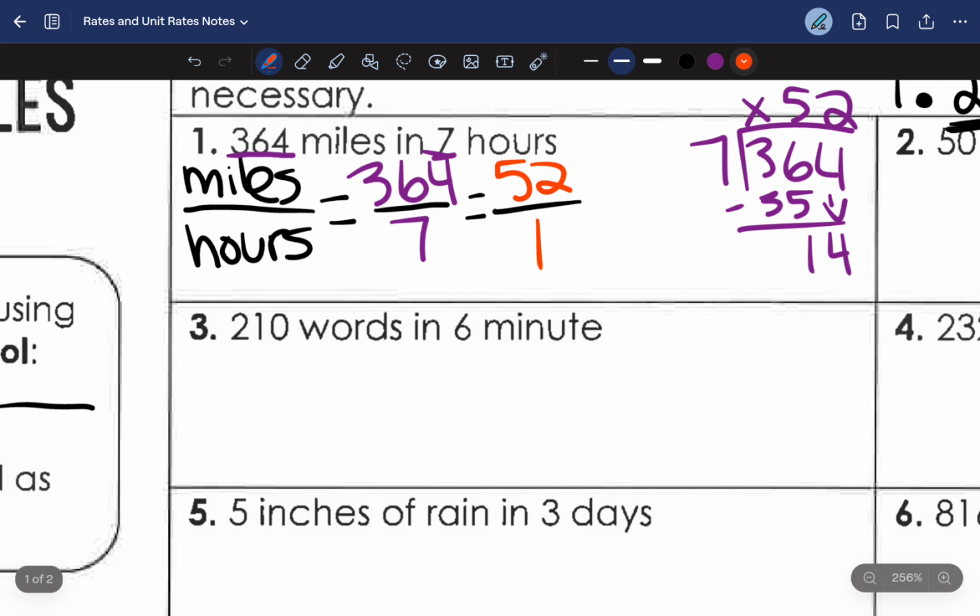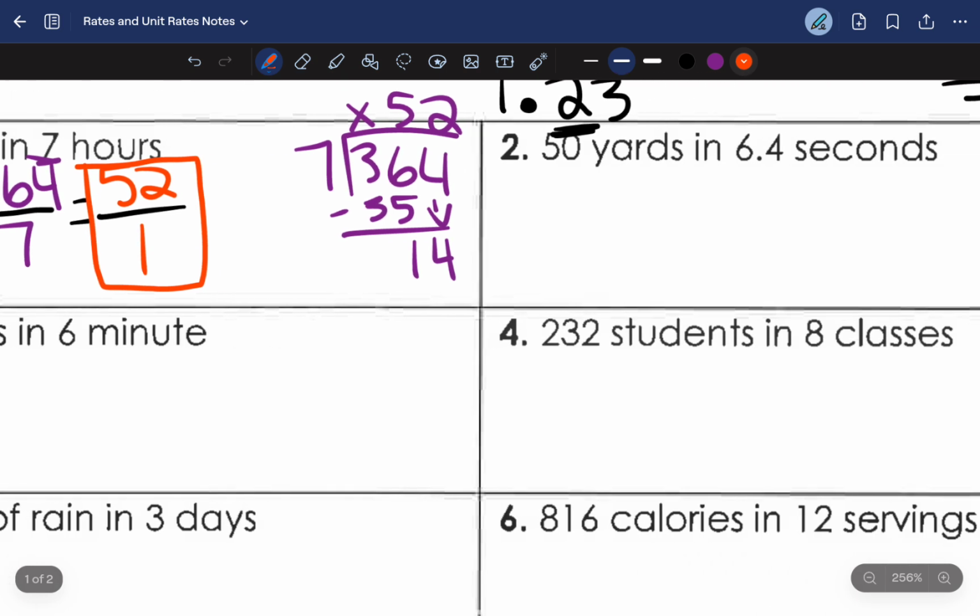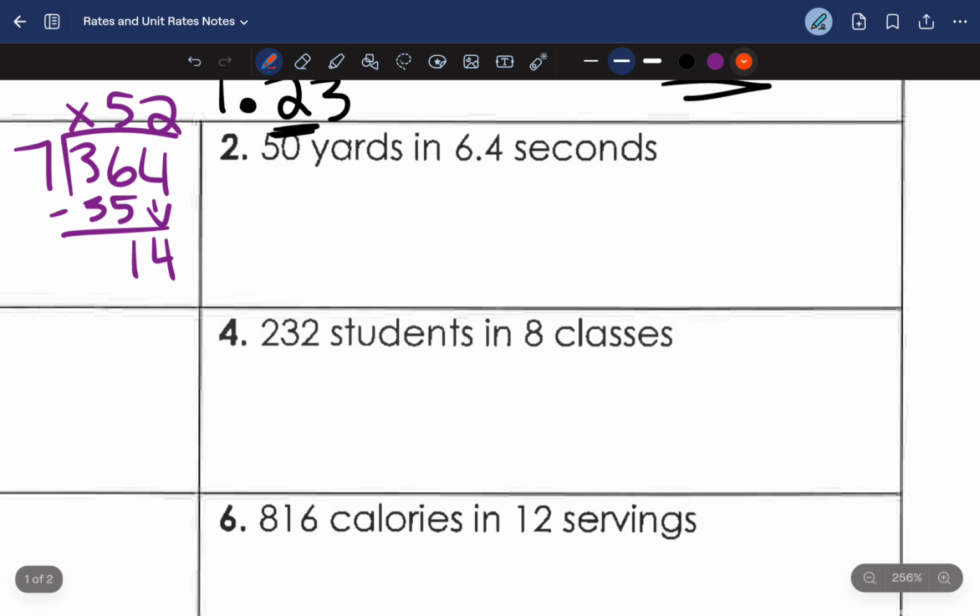So you would read this as 52 miles in 1 hour. Okay, let's take a look at number 2. So we have 50 yards in 6 4/10 seconds. So again, we need to think about a way that would make sense when we set up our rate. So is it yards per second or is it seconds per yard?